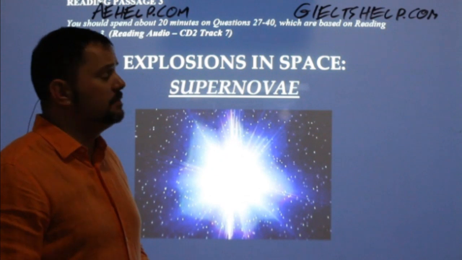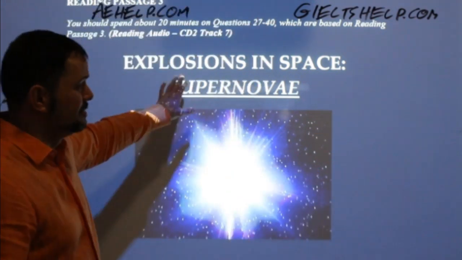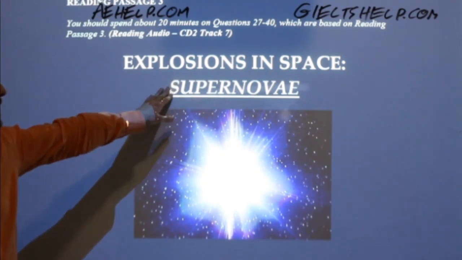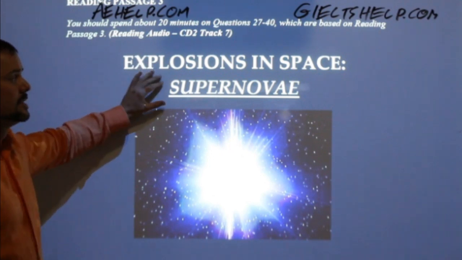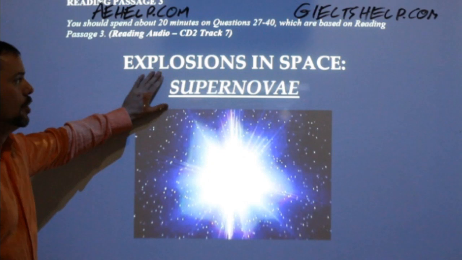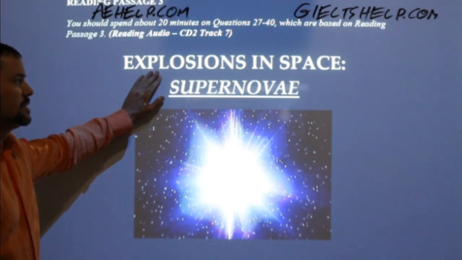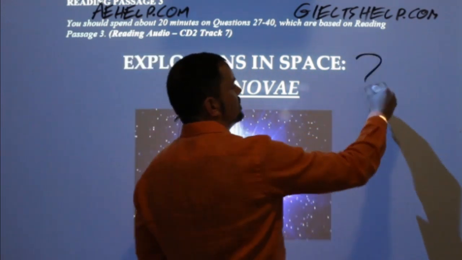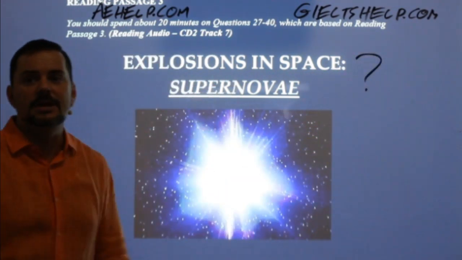So our step number 1, always read the title. Sometimes students just ignore the title. It's really weird. The title helps you understand the passage. It's the most concise summary of the passage, so always read that. Okay, explosions in space, supernovae. When you read this, what do you think about? What comes to mind? What does that mean?